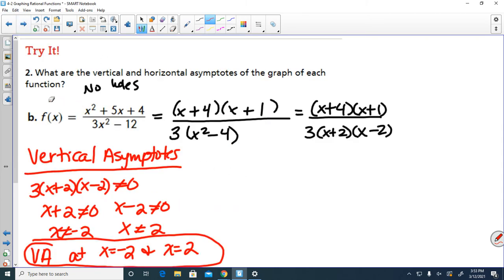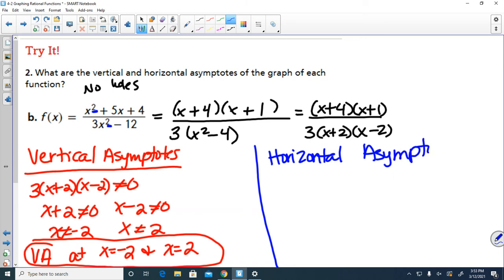Next one, let's see, here's the original function. To identify the horizontal asymptotes, it's better to look in the original form. Degree of the top is 2, degree of the bottom is 2. So for the horizontal asymptote, I'm going to say there's one at y equals the ratio of the leading coefficients. So the leading coefficient on the top is 1, leading coefficient on the bottom is 3, so at 1/3.